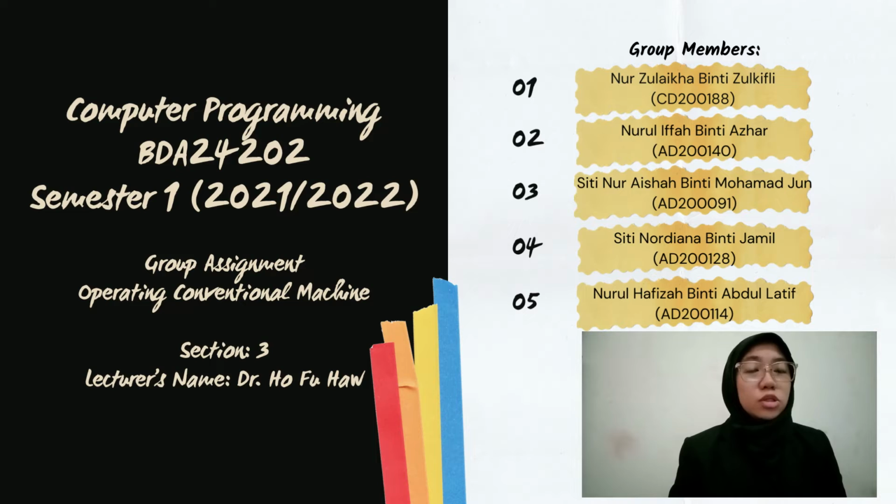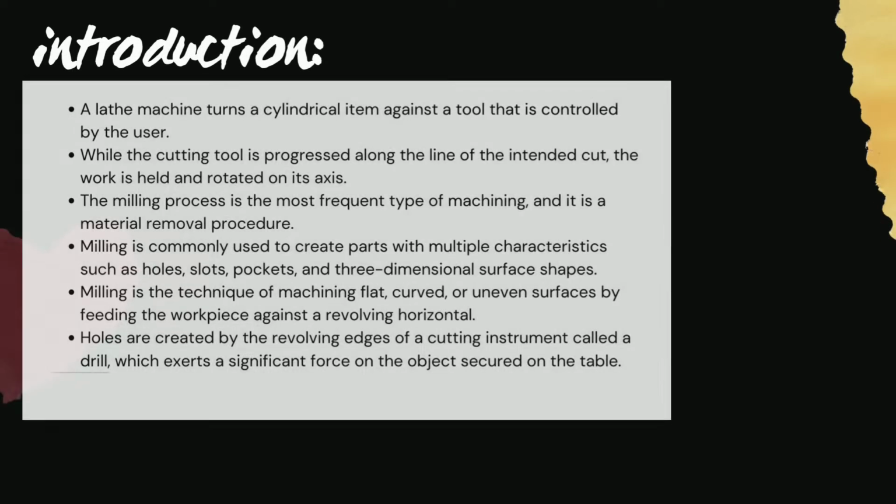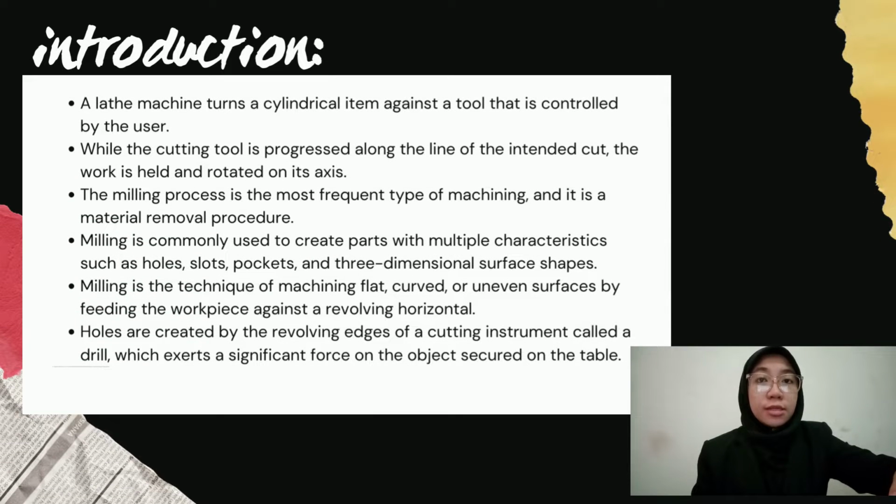So I'll be moving on to the introduction. In this project, the lathe process, milling process, and drilling process are the three procedures used. So moving on to a lathe machine. A lathe machine turns a cylindrical item against a tool that is controlled by the user. While the cutting tool is progressed along the line of the intended cut, the work is held and rotated on its axis.